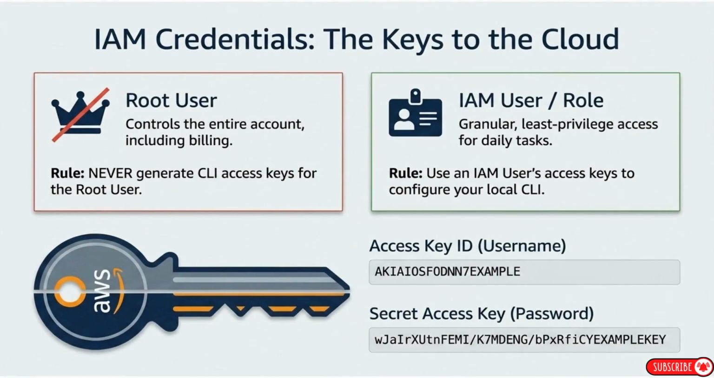To use AWS CLI, we need credentials. Credentials are like keys to your AWS account. But one important rule: never use root user access keys. Root user has full control over the entire AWS account, so it is risky. Instead, create an IAM user or IAM role with only the permissions needed. AWS CLI normally uses access key ID and secret access key. Think of access key ID like username and secret access key like password.